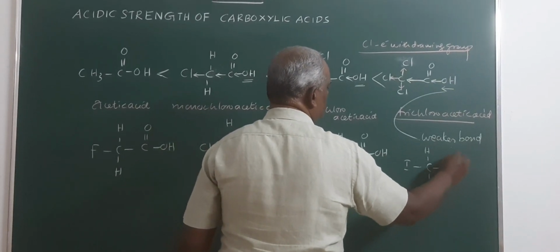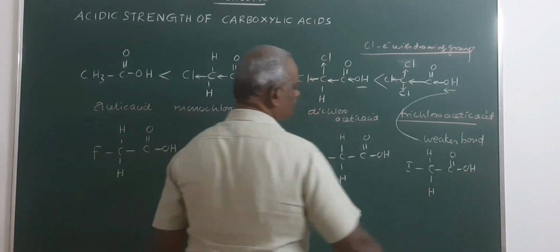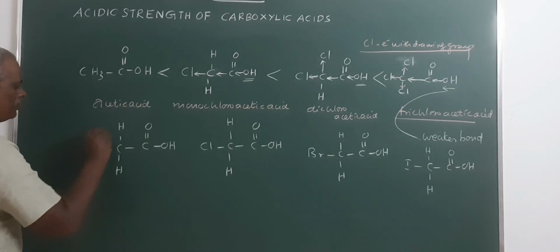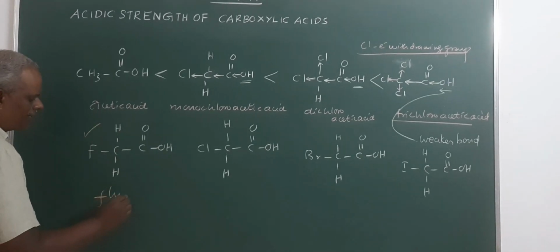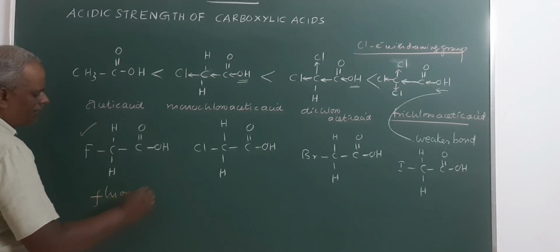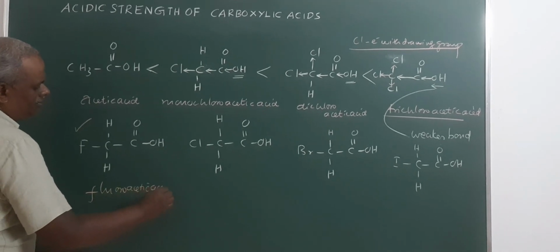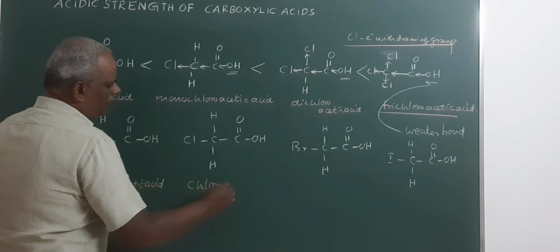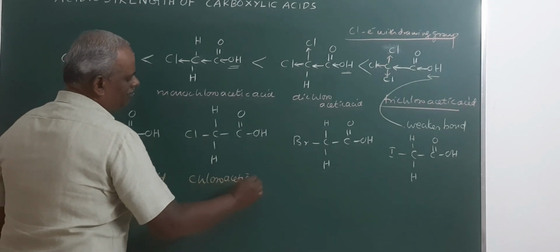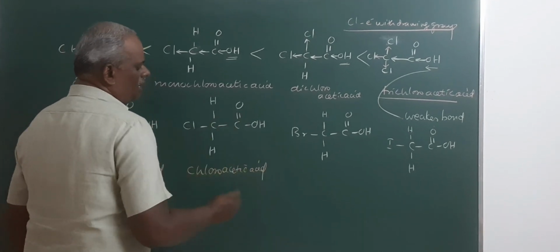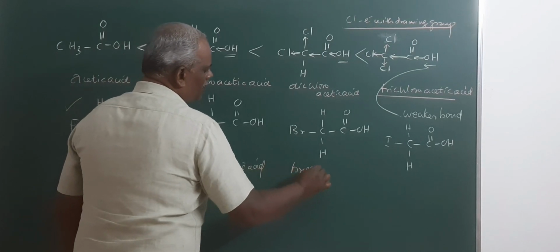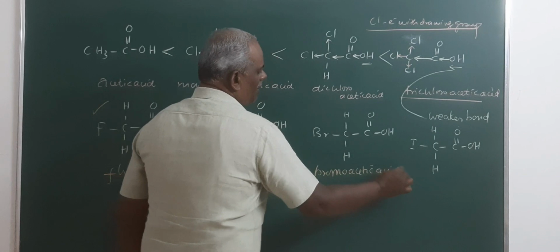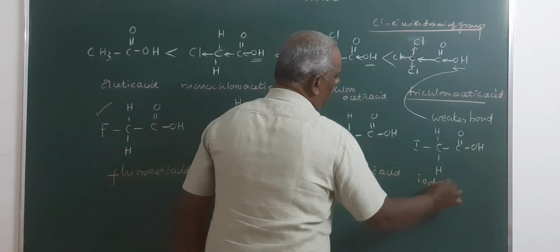All are substituted carboxylic acids. See, this is the fluoro substituted acid, so I can call this fluoroacetic acid. And this one is to be called chloroacetic acid. And here it is to be called bromoacetic acid. And here it is called iodoacetic acid.